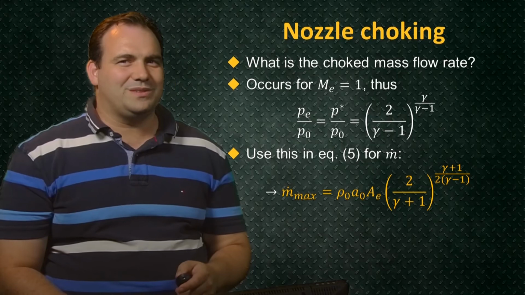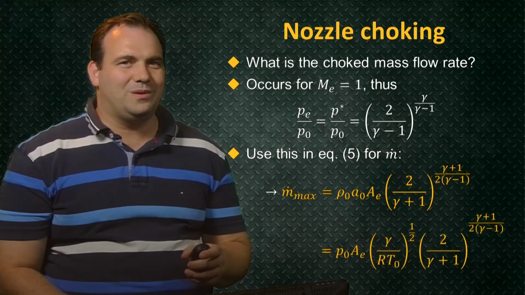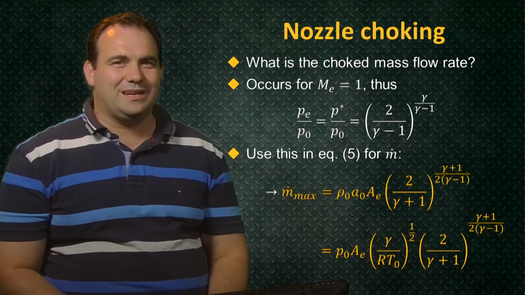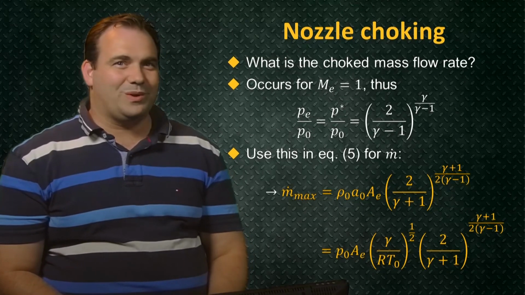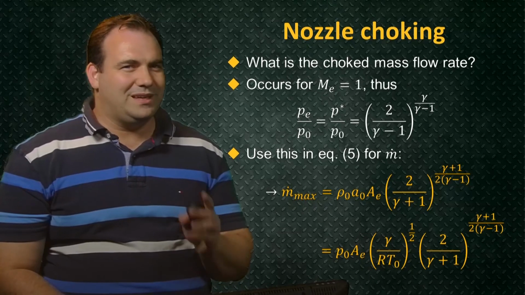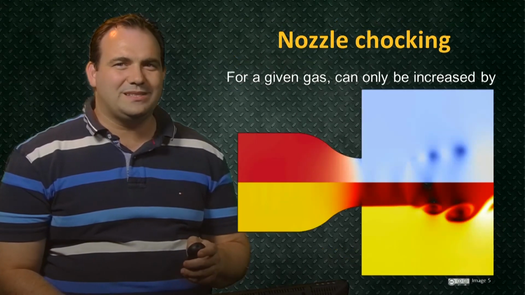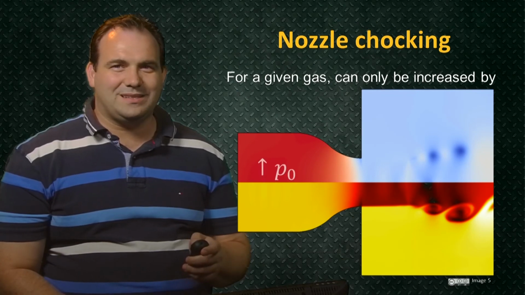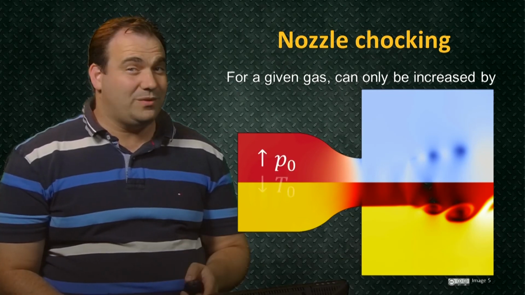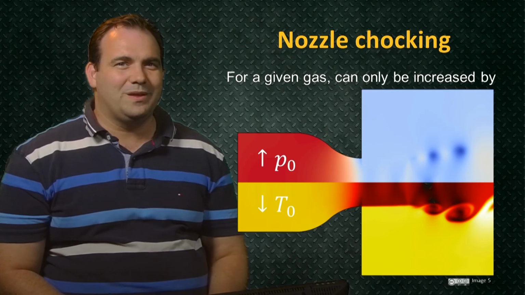and we can put this in terms of the stagnation temperature and pressure by using the ideal gas law and our expression for the speed of sound. From this expression, we see that for a given gas, the choked mass flow rate can only be increased by either increasing the stagnation pressure, decreasing the stagnation temperature, or increasing the throat area.